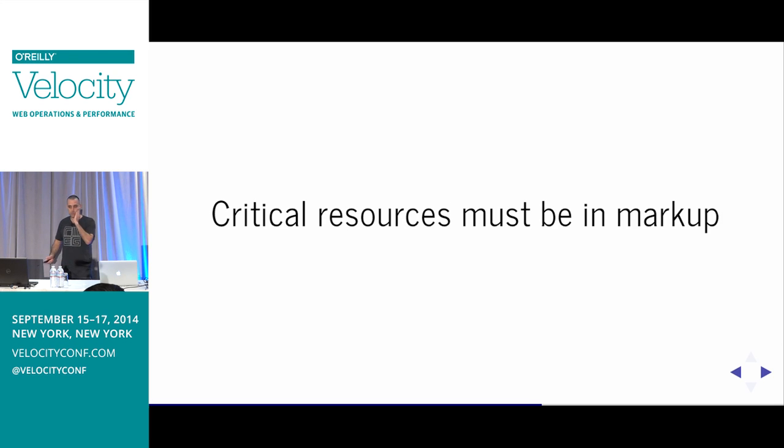So what should developers know about the preloader? Why does it matter to you? The first rule is that critical resources must be in markup. Because, as we said, preloaders don't see into JavaScript, and currently they don't see into CSS. So anything you want the preloader to pick up and download should be declared in markup, anything that can be.